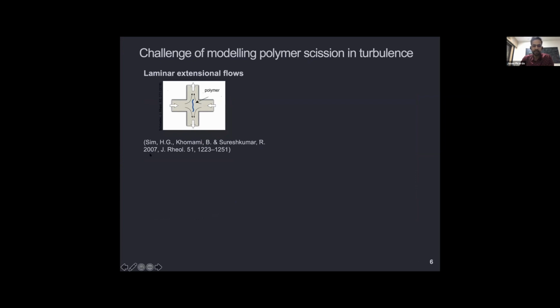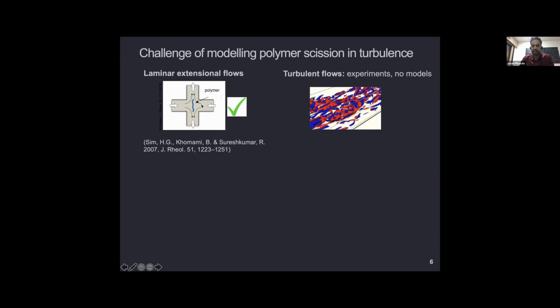And this paper here by Suresh Kumar's group is a particularly good one, which gives a very detailed model of the process using Brownian dynamics. So this is well understood. But if we now look at turbulent flows, there we have experiments like the ones I showed you, but there are almost no models. And so there's really a lack of theoretical understanding. And that's pointed out in this editorial by Suarez in Journal on Non-Newtonian Fluid Mechanics.